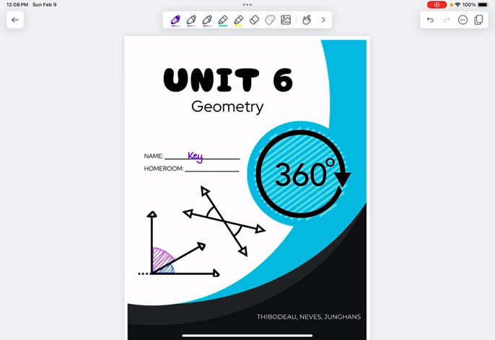And in this unit, we're going to be talking about a whole bunch of different types of things within geometry. We're going to be talking about circles. We're going to be talking about angles. And we're going to be talking about lines.